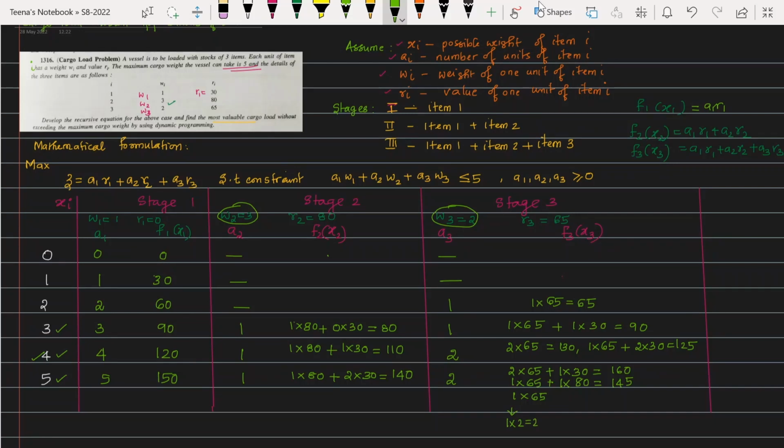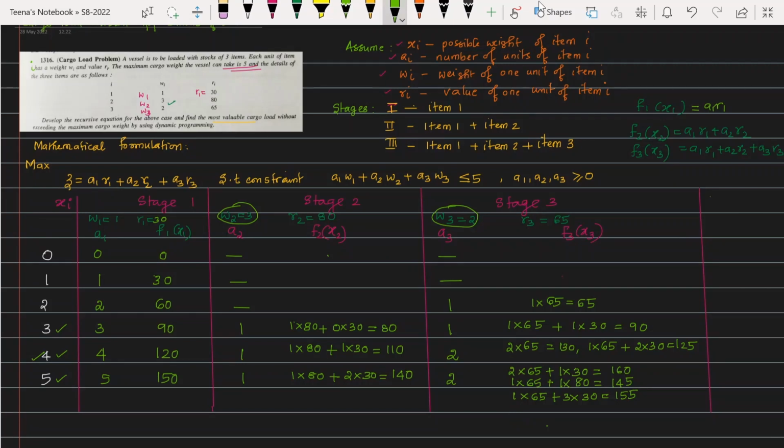Then 3 more units of weight are required, so those 3 more units can be taken from the first item. So 3 units of item 1. Item 1 is having a value equal to 30. So here 3 into 30. So 65 plus 90 equal to 155. So these are the different options.